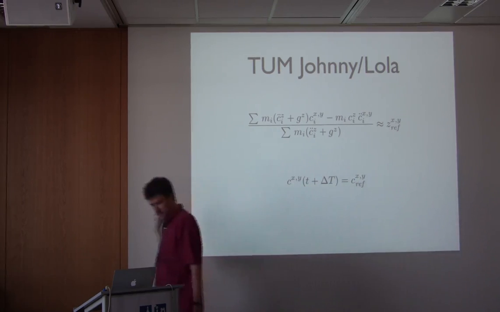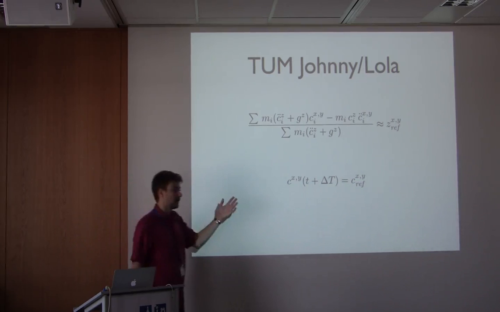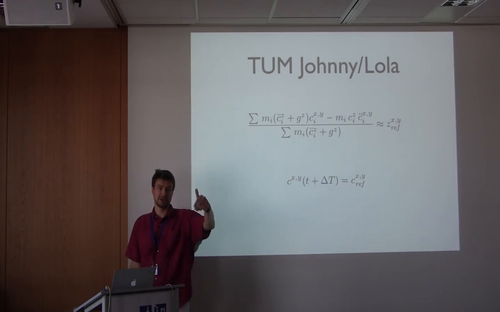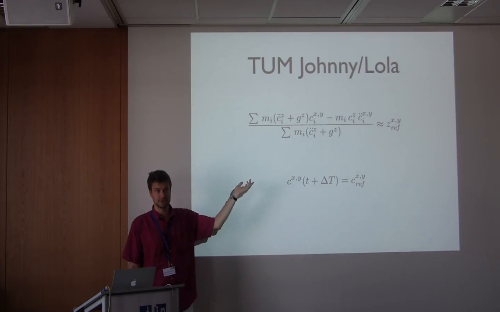So here it looks like a capturability constraint. You just impose that the center of mass is fixed there. But you see that there's no constraint on the CoM speed. So in fact, capturability is not really constrained.